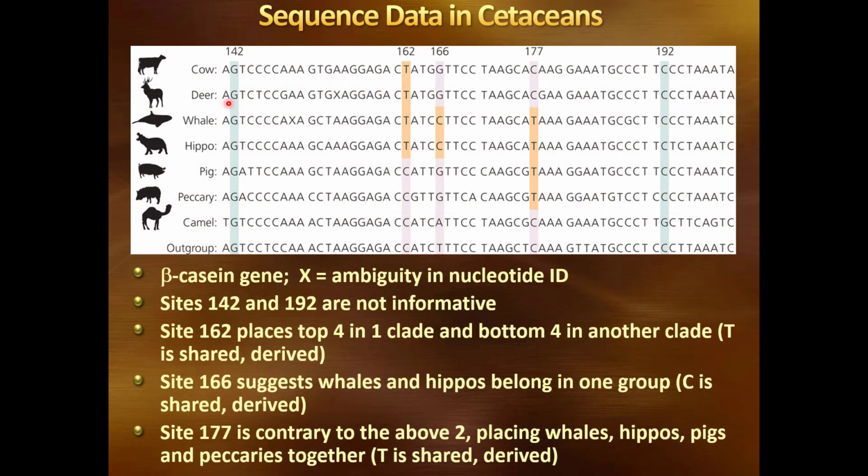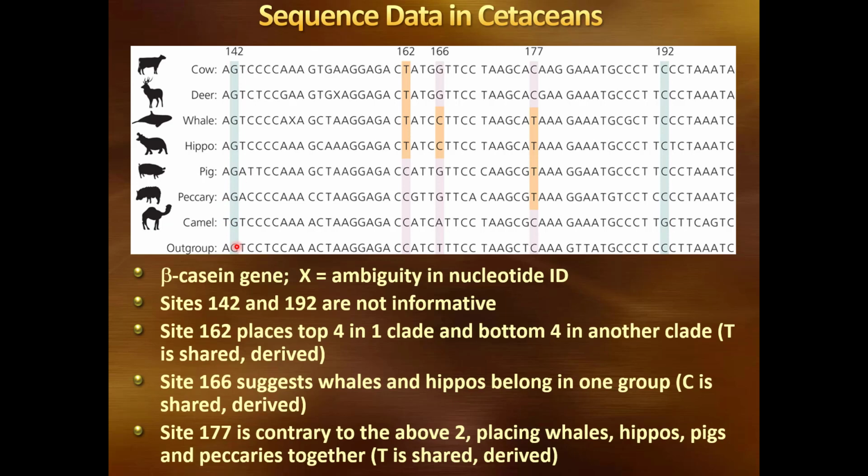Here are some sequence data, a portion of a gene that is used for making beta-casein. We align these up. We have our outgroup down here, and so the outgroup is our comparison. That represents the ancestral condition. So the ancestor had a G there, and if we look at position 142, everybody in the group has a G there as well. These are all homologous spaces right here, but they don't tell us anything.